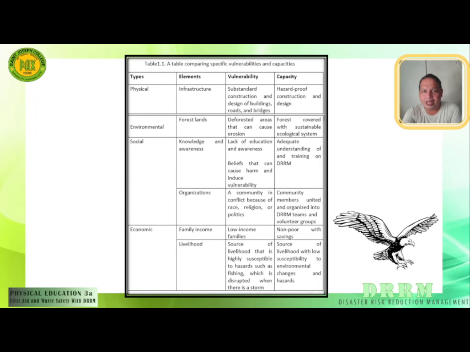Another one is environment. The element is forest land. It becomes vulnerable if the forest is deforested and the areas can cause erosion. Then, the capacity is forest covered with a sustainable ecological system. So, many life forms survive in it.